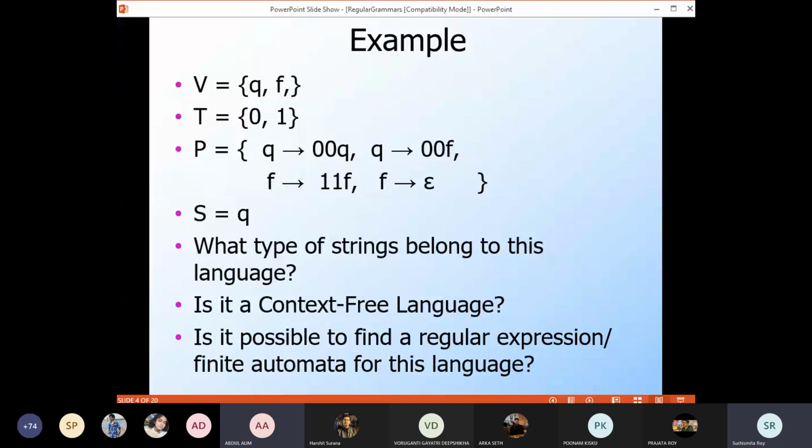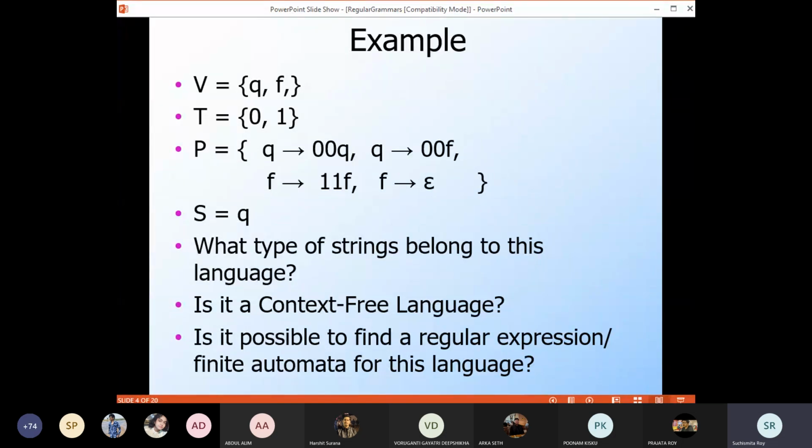Ma'am, 00(00)* and 11*. 1, 11*, not 11. Yes, you are right. This is the correct answer: 00(00)*, 1 1*. So this is a regular expression, you can see. Raising something to the power n, we often use this to express categories of strings, but this is not a regular expression.